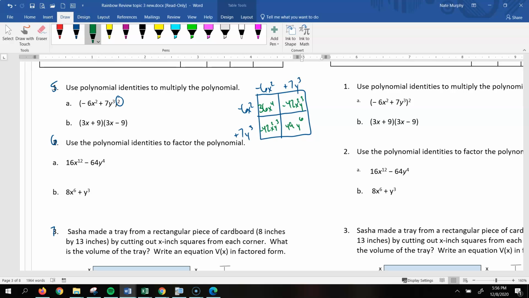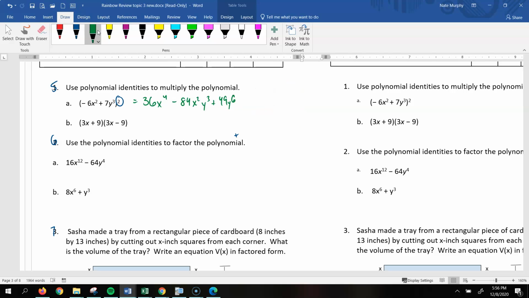So our answer would be 36x to the 4th. And then we'd have negative 84x squared y cubed plus 49y to the 6th. That would be your final answer for that one. And lastly, for part B there, 3x plus 9 times 3x minus 9. Well, we did have a trick to multiplying those, but if you don't remember that trick, these are what we call conjugates of each other, but we could do it this long way.